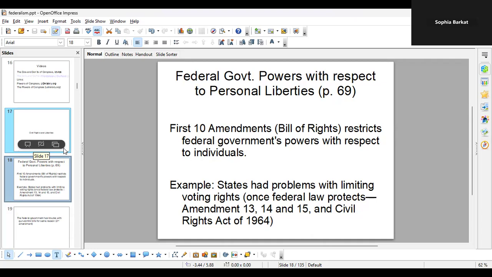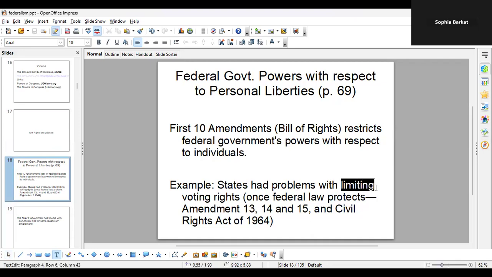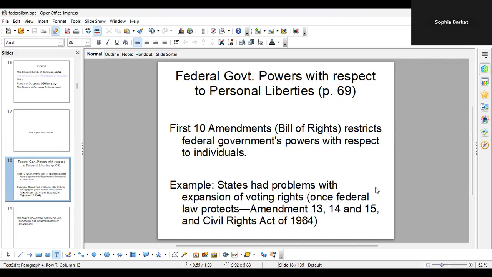States actually had problems with these voting rights being expanded, right? Because the amendments and also the congressional acts expanded voting rights, because a lot of people were not considered citizens before the 1960s. And so they didn't have voting rights. Their voting rights may have existed, but they were not enforced. So we'll look at that. States, a lot of states in the South, I would say, had a lot of problems when the federal government passed Amendments 13, 14, and 15, and the Civil Rights Act of 1964 and other acts, and we'll look at those.